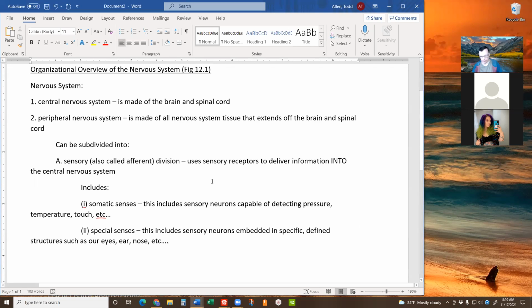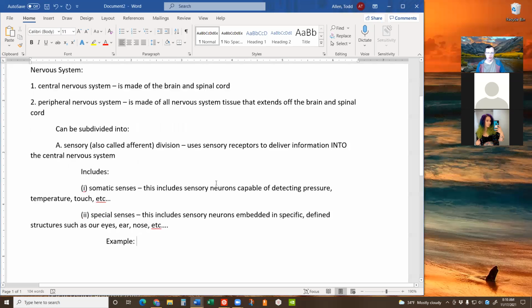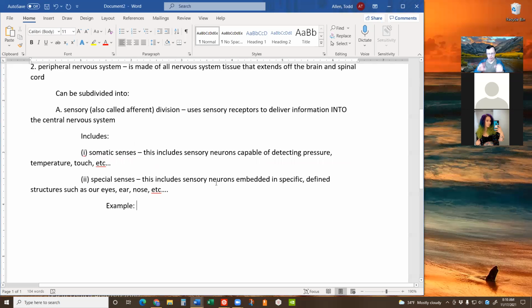All right. So at any rate, we have the sensory division of the peripheral nervous system, and that always communicates into the central nervous system. A good example of a special sense, which we've talked about before, is your taste buds, right? Your taste buds are structures on your tongue, and you're learning about them in lab at this time.